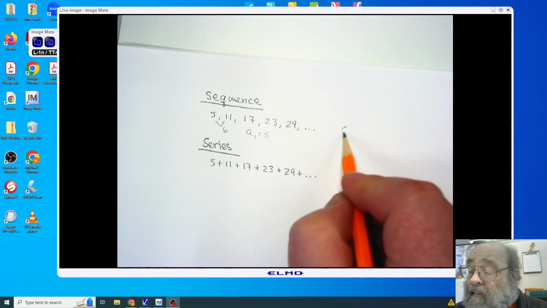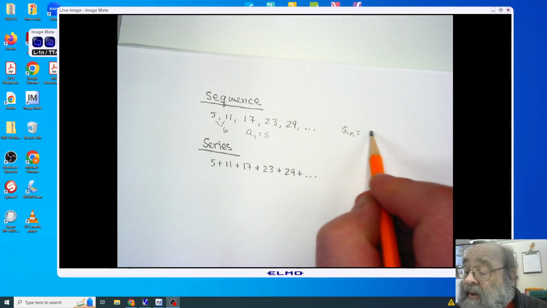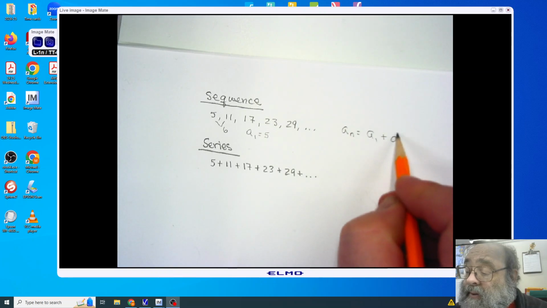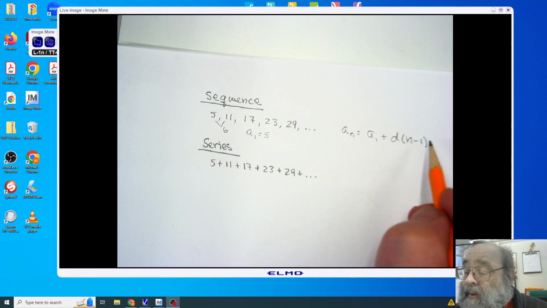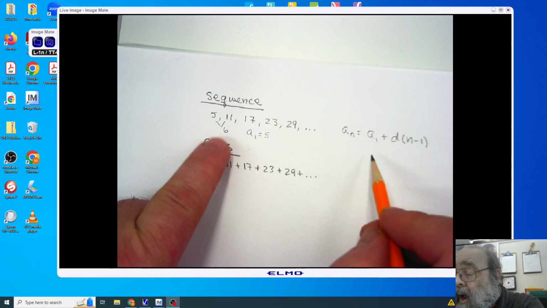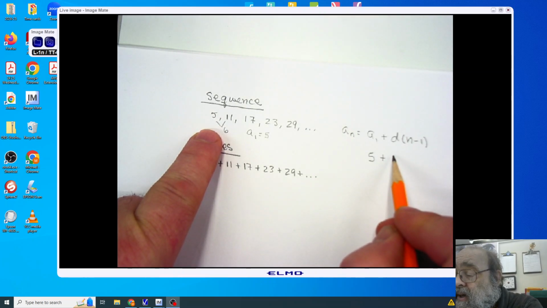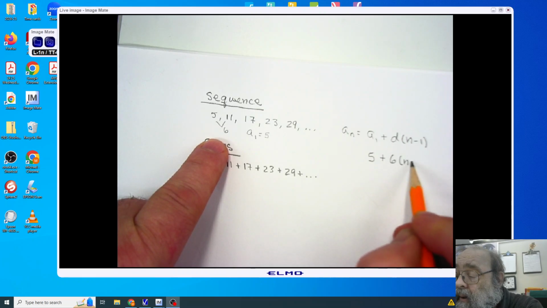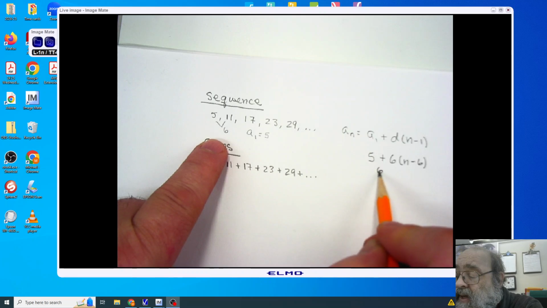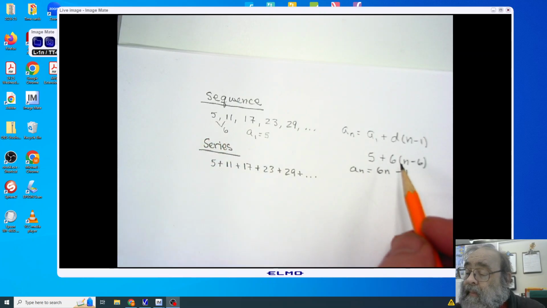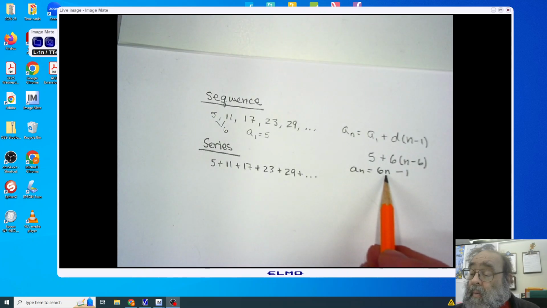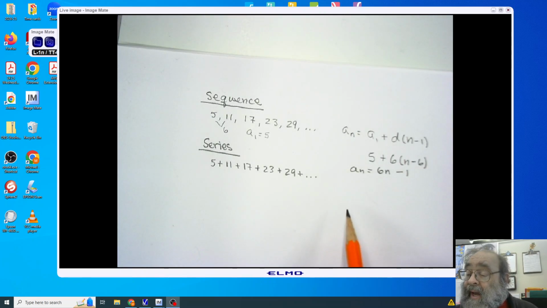We can then put it into our formula. A sub n equals a sub 1 plus our common difference times n minus 1. Since we know that we have our a sub 1 as 5, our common difference is 6, we can then find our rule and say we have 6n minus 1. And this is our a sub n. Notice when we plug in 1, we get our 5, and when we plug in 2, we get 11, and when we plug in 3, we get 17, and when we plug in 4, we get 23, and plugging in 5 will give us 29.